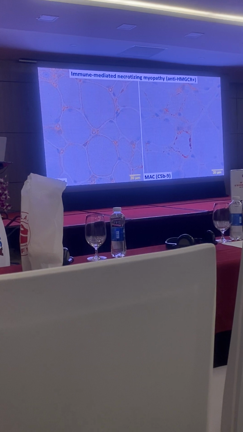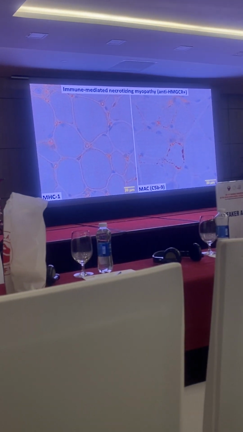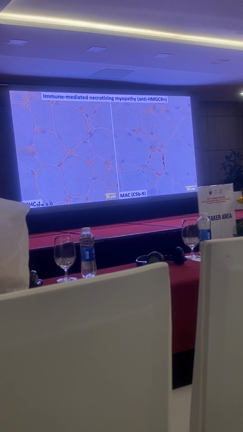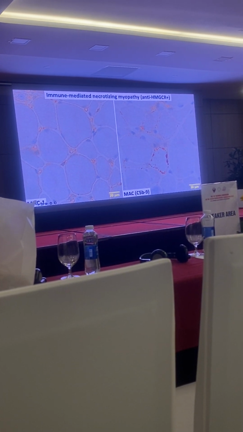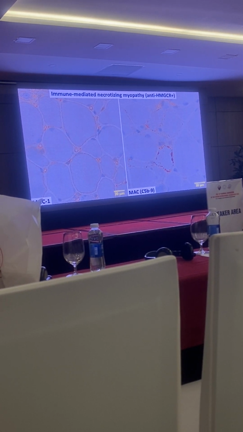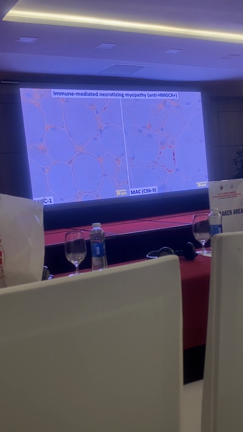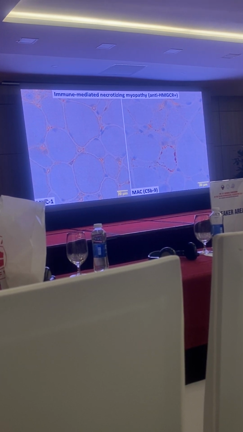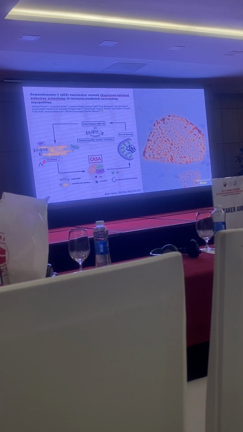On immunohistochemistry, if you perform MHC class 1 or HLA-ABC, usually mild deposition is seen on the myofiber membrane like this. And the membrane attack complex C5b9, as we just learned from the lecture this afternoon, this complement, the final product of the classical pathway, is deposited onto the myofiber membrane. And this is believed to be the cause of myofiber necrosis.